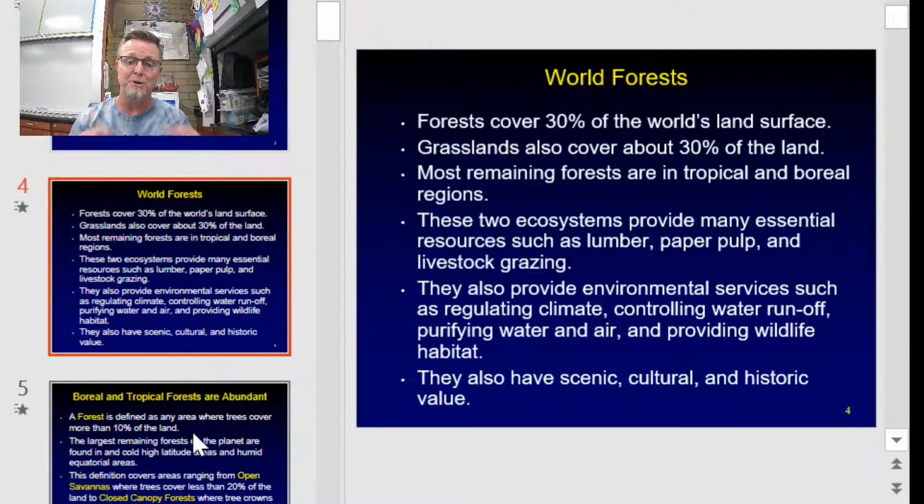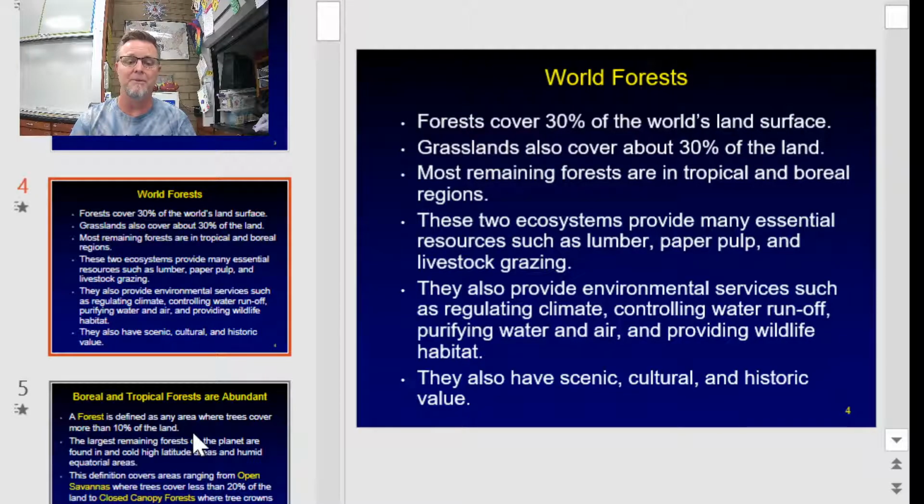So of the 30% that's dry land, 30% of its space is covered in forest and another 30% covered in grassland. So all the other terrestrial ecosystems cover that last 30%. So forests and grasslands are pretty abundant, and as such are pretty important. Those two ecosystems provide many essential resources for us to improve our day-to-day life and just make survival possible.